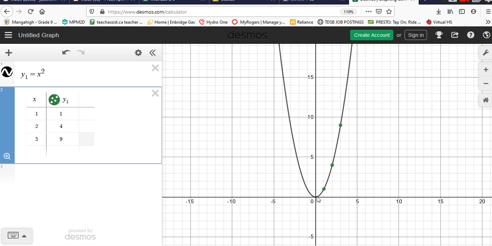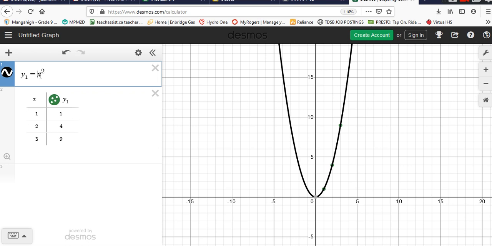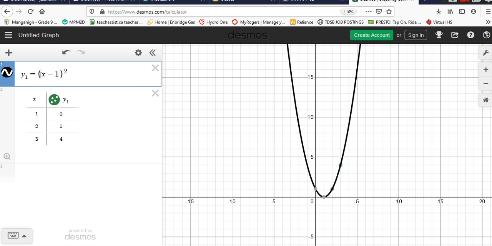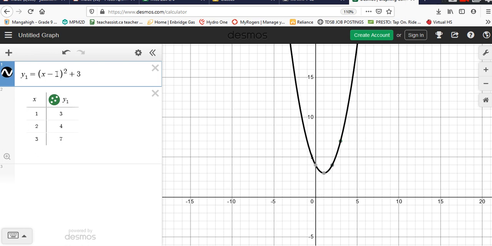Now the point I'm getting at here is, I wonder if this pattern will always stay the same. Because if it will, that will make graphing the vertex forms very, very easy. So let's take a look. I'm just going to change the vertex to whatever I want. Let's say negative 1 plus 3, which means our vertex is at 1, 3. Now let's see if my pattern still holds true.